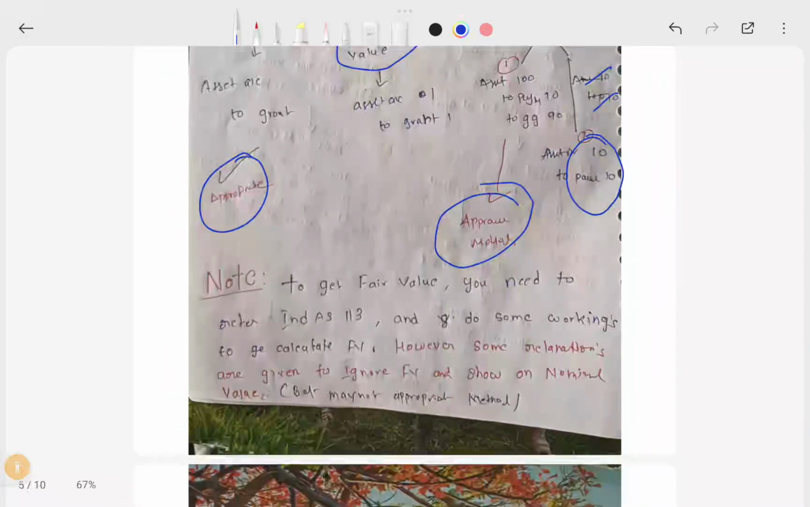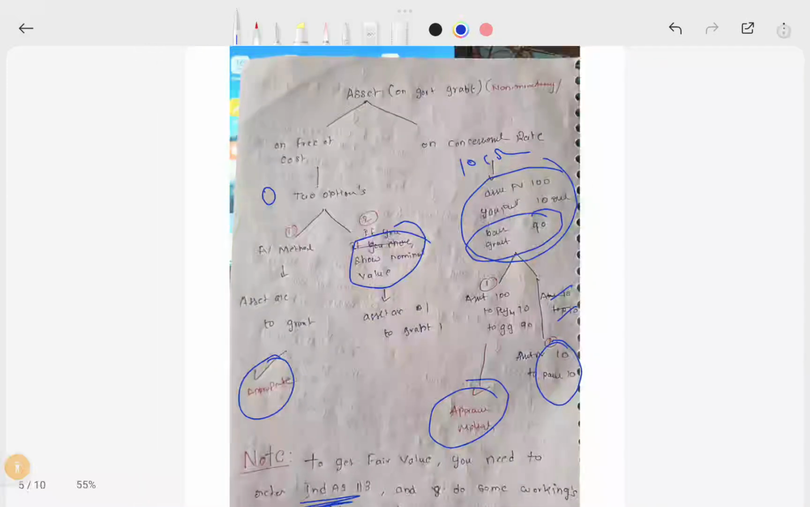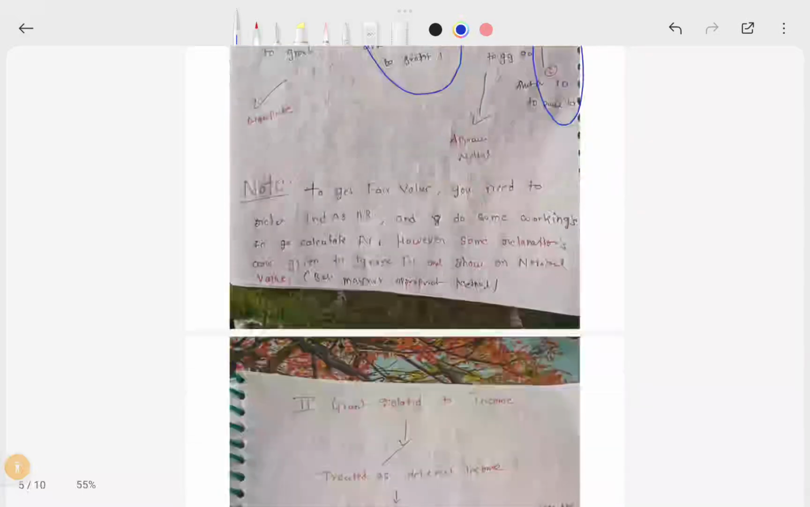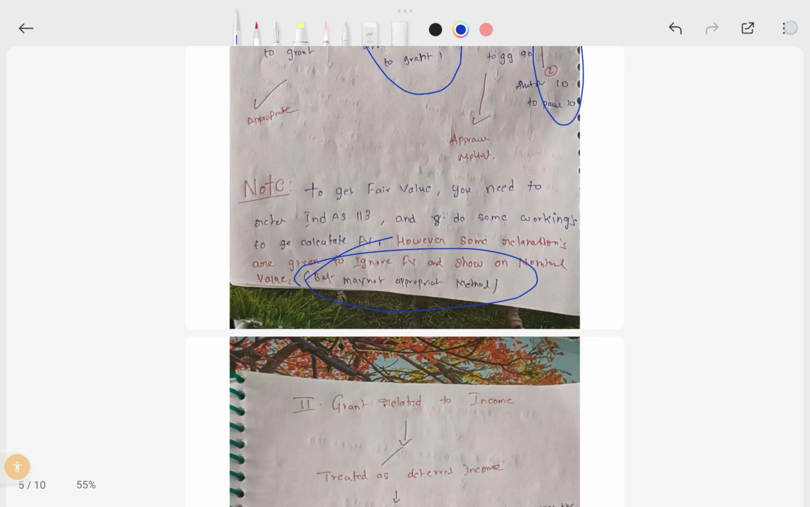To get a fair value, you need to refer to IndAS 13 and do some workings to calculate the fair value. However, some relaxations are given to ignore the fair value and show the nominal value. IndAS 20 has given some relaxation. You don't need to refer to the fair value in these situations if you want to show the nominal value, but that is not an appropriate method. It is the industry practice. I hope you understand this.